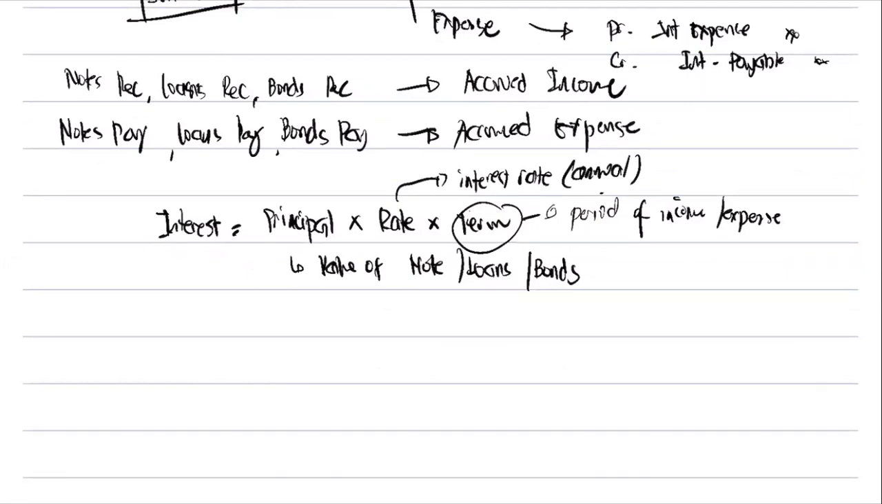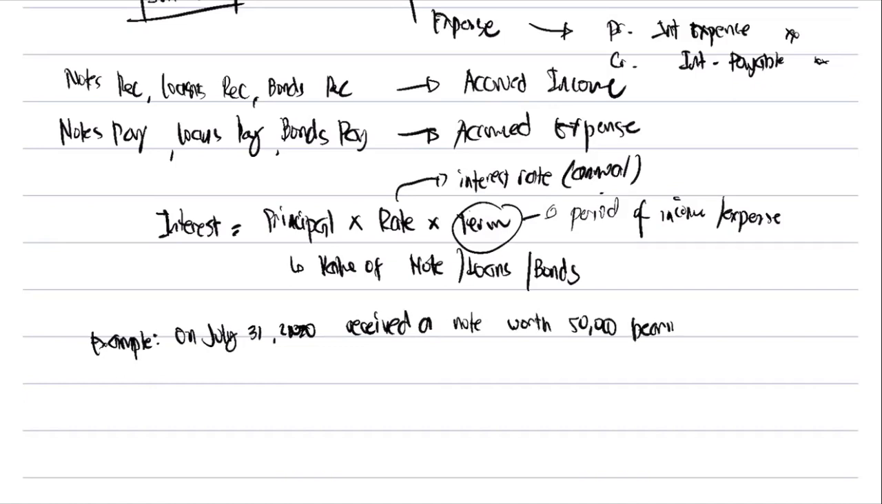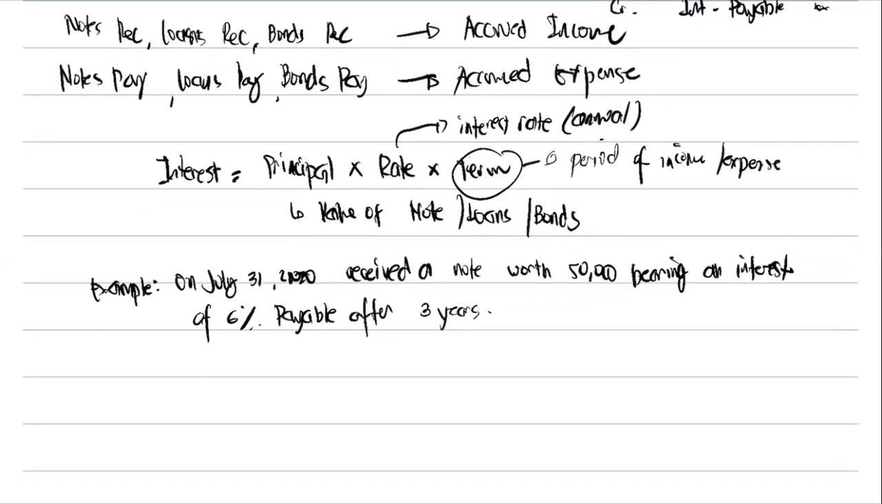Okay. So let's say, for example, on July 31, 2020, receive a note worth 50,000 bearing an interest of 6% payable after 3 years, representing the sale of goods. Okay, so you receive a note.